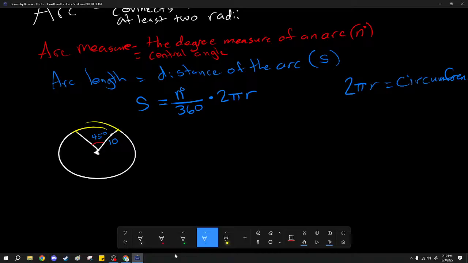All we need to do is plug that into this function. So let's go and do that. We're looking for arc length. We know that our arc measure, our n, is 45 degrees, so that goes on top.